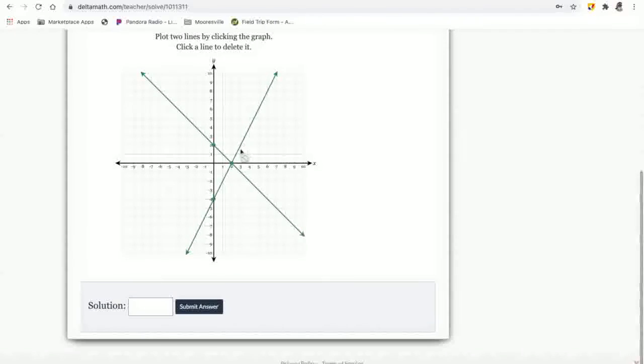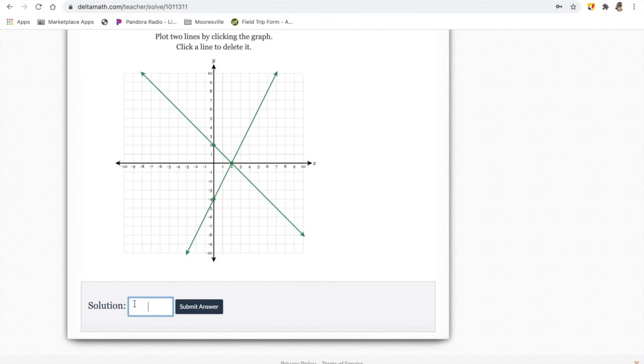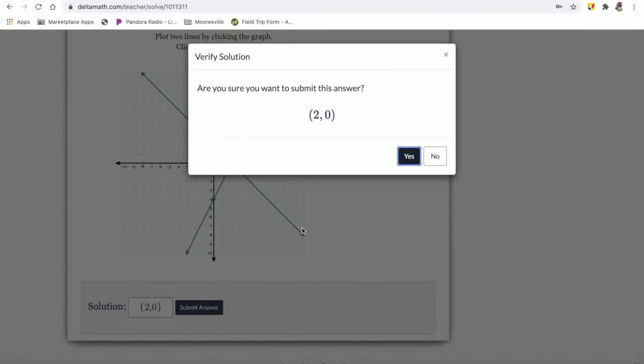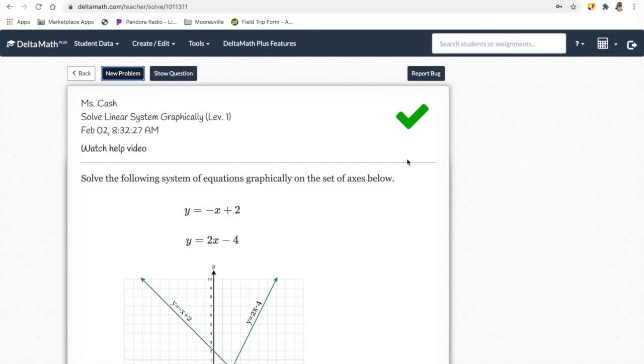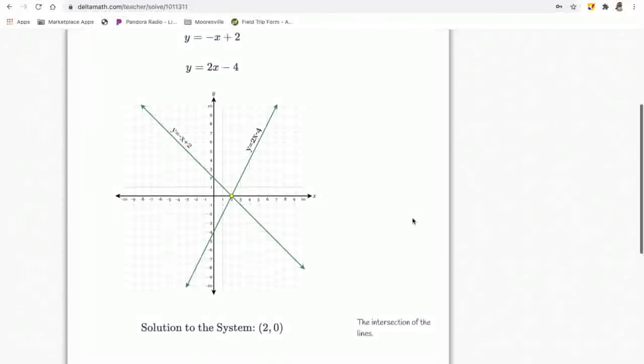Where do these two intersect? At this point right here. The coordinates for that point are right 2, up 0, so (2, 0). Make sure you put them in parentheses. Hit submit answer. Yes. And we got it right. So that's graphing systems of equations. It's very, very simple.